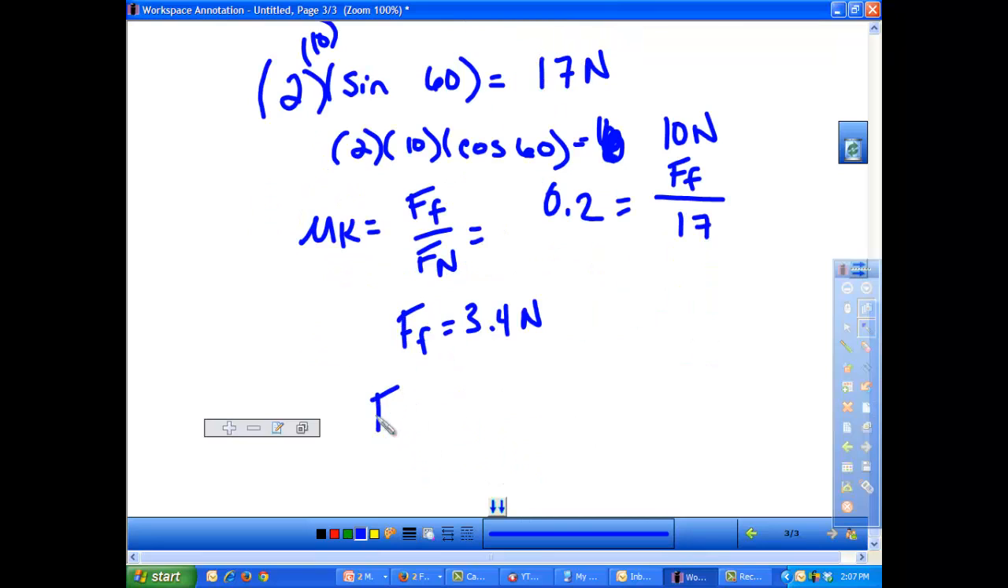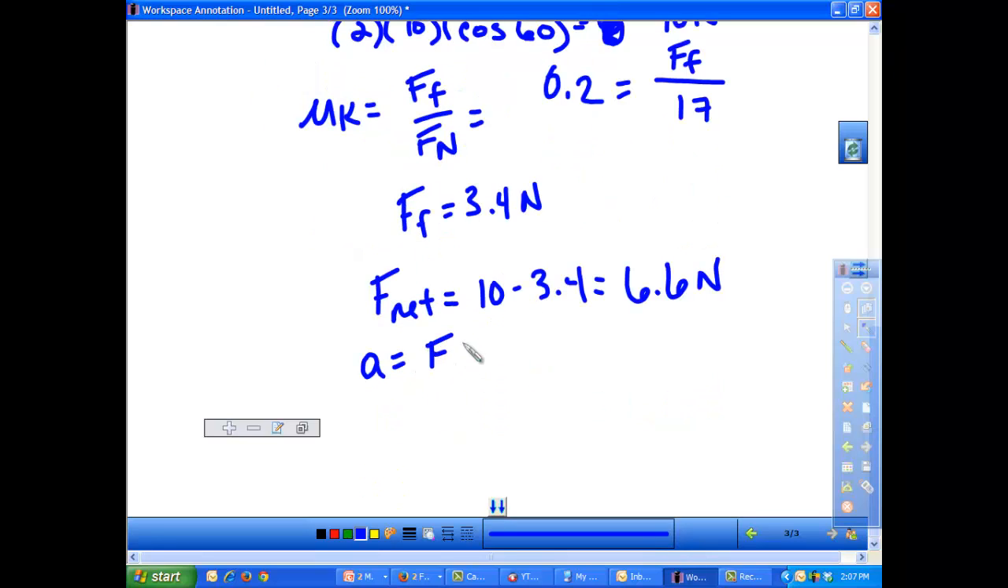Now, to figure out our net force, we have to subtract our x down and our friction up. So 10 minus 3.4, that's going to get us about 6.6. Now, the acceleration of the box is going to be equal to our force divided by our mass. So 6.6 divided by 2, we get about 3.3 meters per second squared.